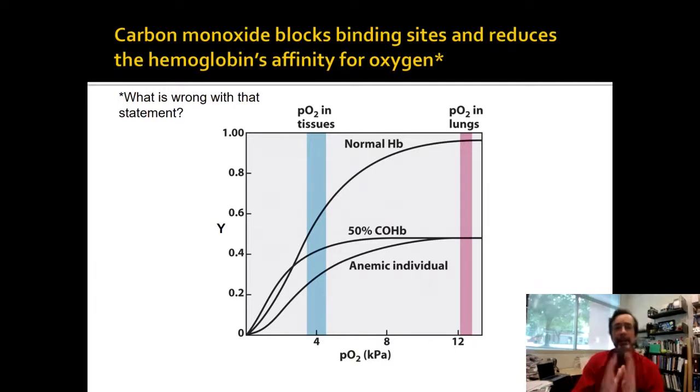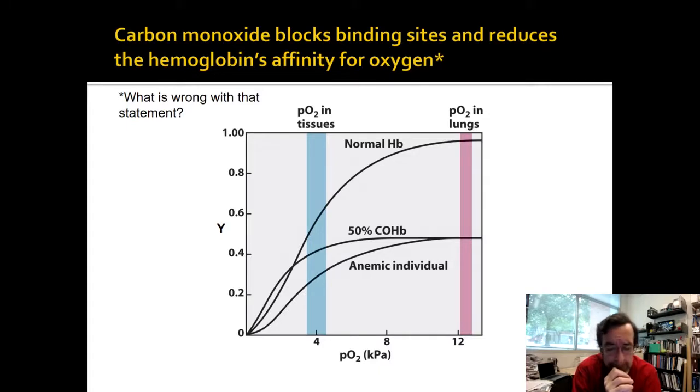So, I have a sentence that is wrong at the top, and I want you to think about what's wrong. Carbon monoxide blocks binding sites and reduces hemoglobin's affinity for oxygen. That's almost right, but there's something that's wrong with it. So I want you to stop and look at that. It's very definitely true the carbon monoxide blocks binding sites. We've already said that. But what's wrong with reduces the hemoglobin's affinity for oxygen?